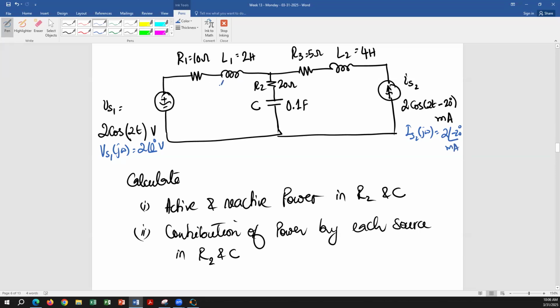And of course, we will calculate the reactance of XL1, which simply will be 2 times 2, 4. So that's going to be J4 ohms. XL2 will be 4 times 2, 8, J8 ohms. And then XC is going to be 1 divided by j omega C. So 2 times C, 0.2, 1 over 0.2 is 5, right? So negative J5.